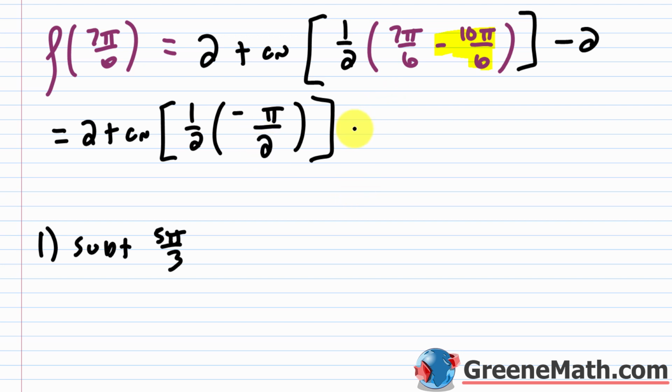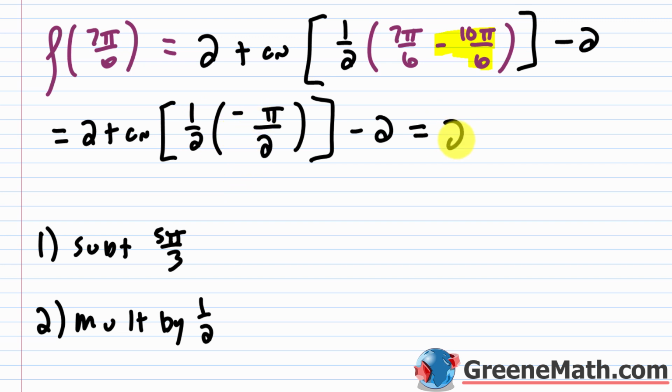So then we have our minus 2 here. So what's the next thing we would do? We would multiply by a half. So let me put for number 2 here, we would multiply by 1/2. And if we do that operation, 1/2 times negative pi over 2, well, that's going to be negative pi over 4. So 2 times the tangent of negative pi over 4, close that down, and then minus 2.